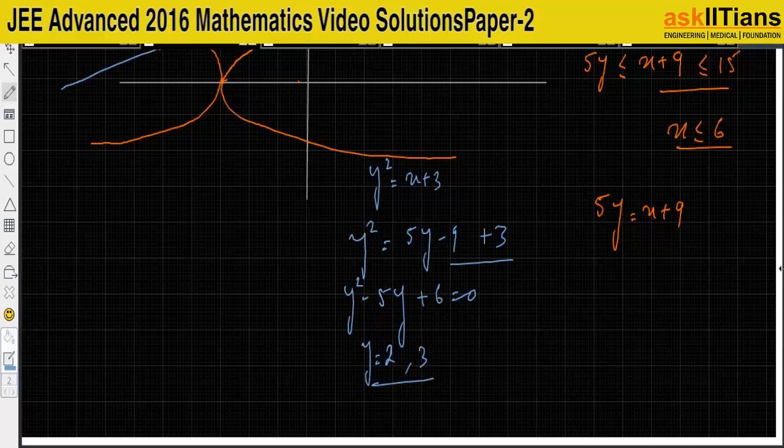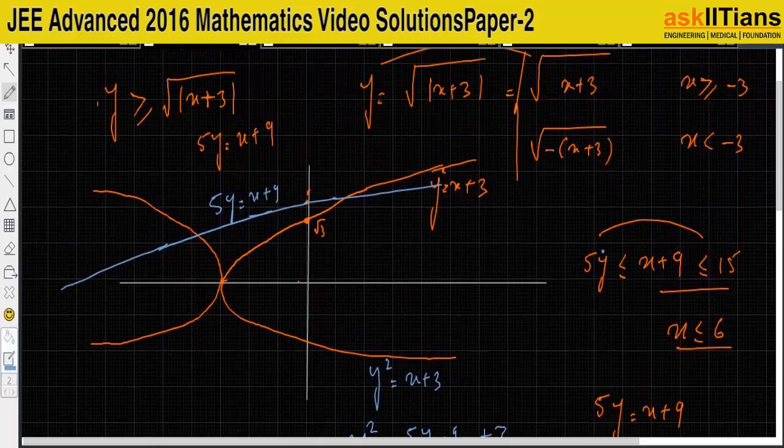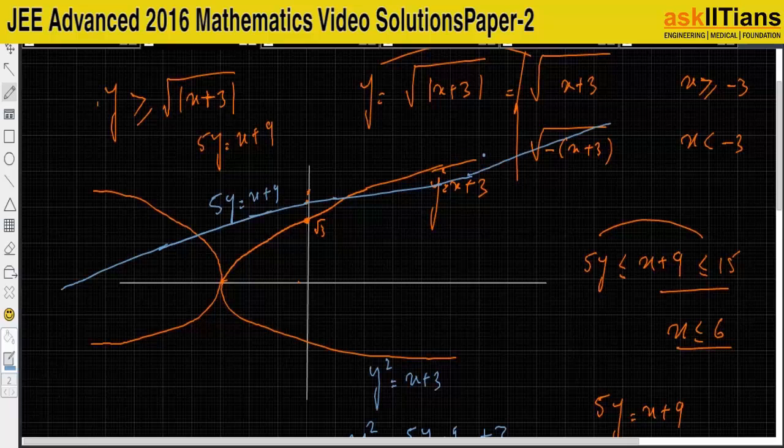So this line will intersect the parabola at actually 2 points, right? So which will be this point? This line is like this, right? It will again intersect the parabola somewhere here also, but this will be the lower value of y. So this will be y equal to 2, and if y is equal to 2, what will be x? x will be 1. So let me say this point will be 1 comma 2.